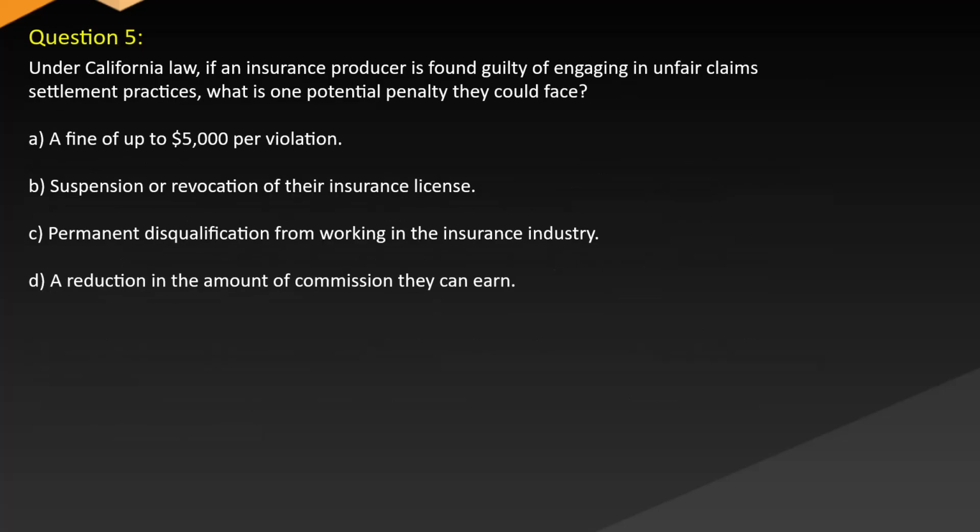Question 5. Under California law, if an insurance producer is found guilty of engaging in unfair claims settlement practices, what is one potential penalty they could face? A. A fine of up to $5,000 per violation. B. Suspension or revocation of their insurance license. C. Permanent disqualification from working in the insurance industry. D. A reduction in the amount of commission they can earn.